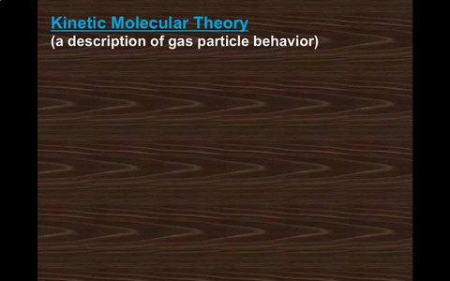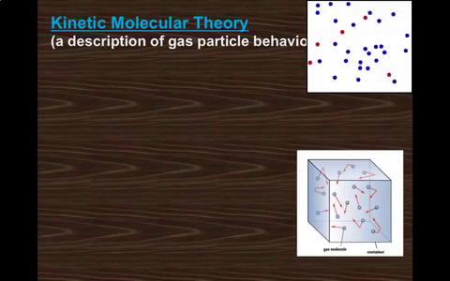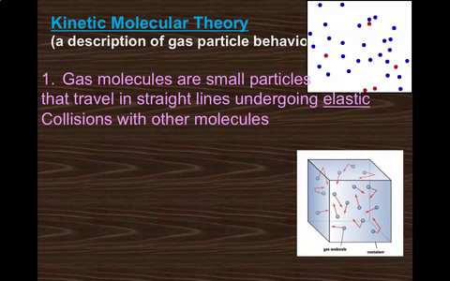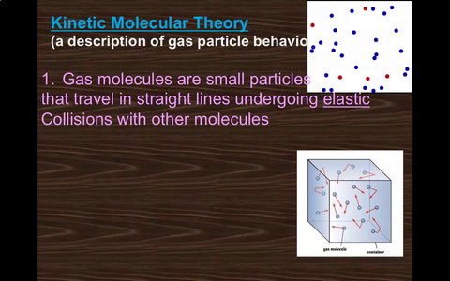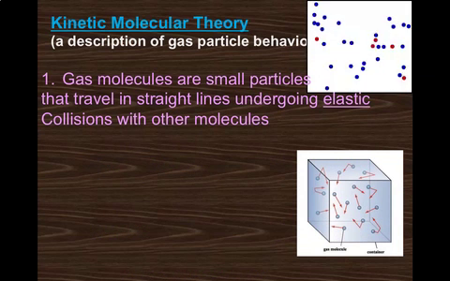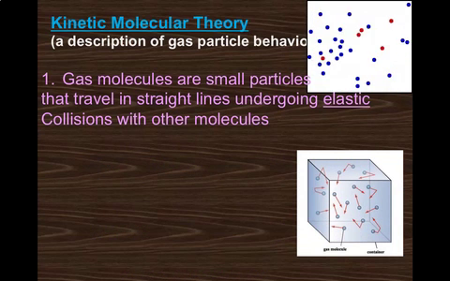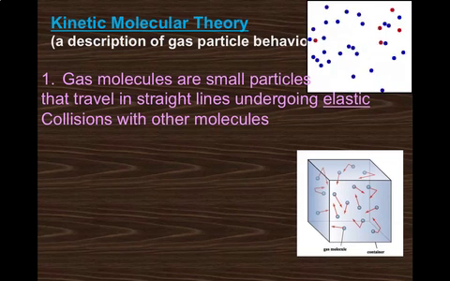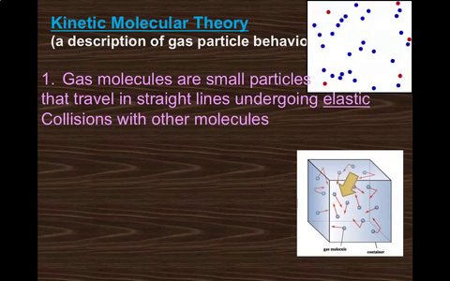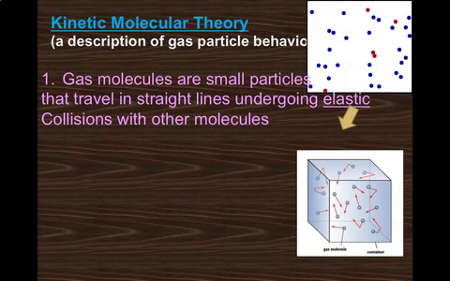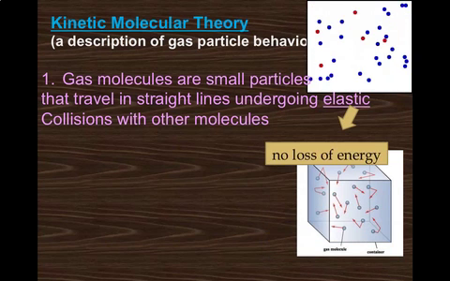So kinetic molecular theory is a description of gas particles and how they behave. There's a couple postulates that we're assuming are true. The first is that gas molecules are small particles that travel in straight lines, and they undergo elastic collisions, which means they run into each other or into the walls of the container. That's the only way they change direction, by colliding with something. The elastic part means they don't lose any energy, so they continue on with the same amount of kinetic energy as they had before.